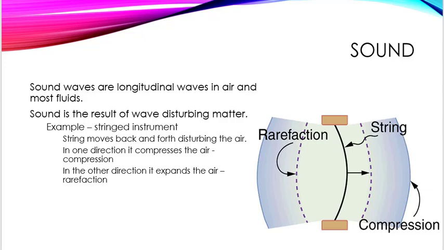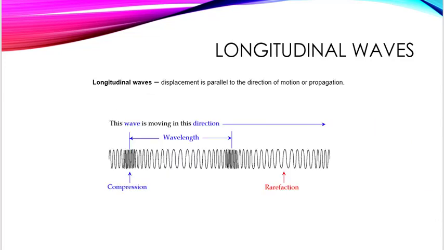So if you think about a stringed instrument, the string goes back and forth with the wave, and in one direction, when it moves, it compresses the air, and in the other direction, it expands or stretches the air into the rarefaction. And when you hear sound, it's how our brain interprets that pressure wave that hits the eardrum.